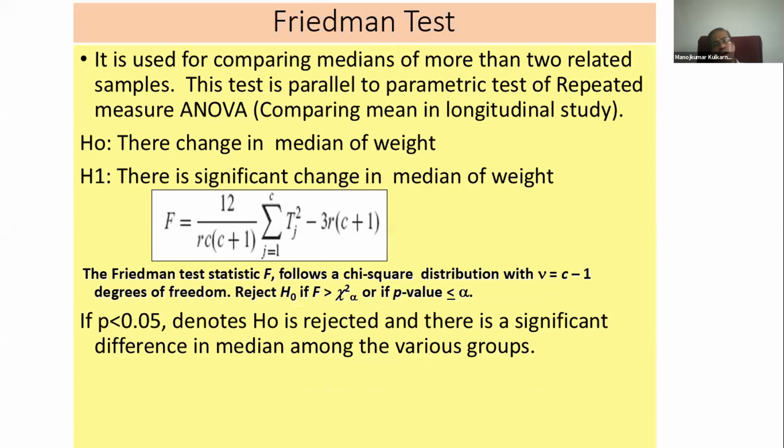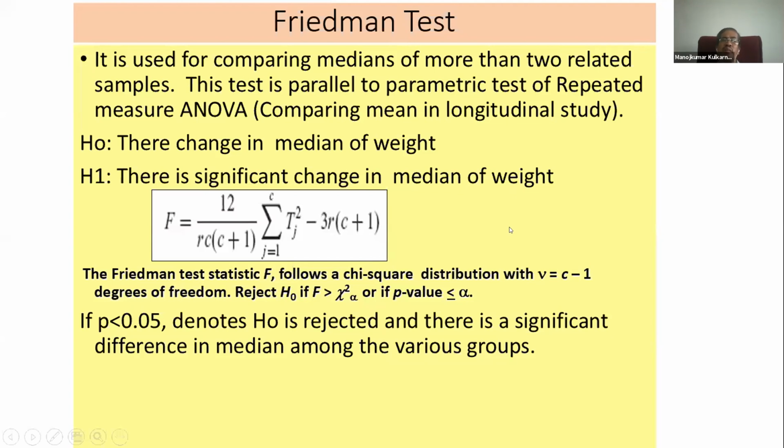Suppose you are conducting a prospective study where there are repeated measurements on the same person: before the start of the study, after 1 month of study, after 2 months of study, 3 months of study. So your objective is to find whether there is any change in the median of all these measurements.